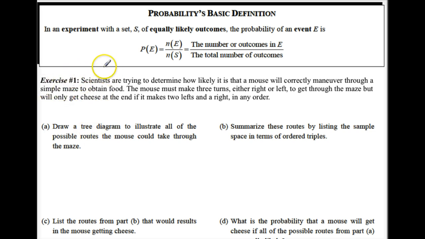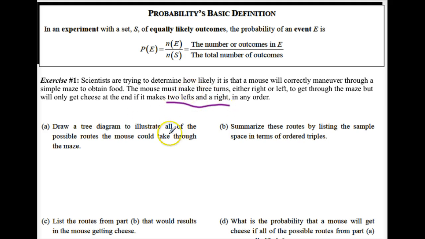Exercise 1. Scientists are trying to determine how likely it is that a mouse will correctly maneuver through a simple maze to obtain food. The mouse can make 3 turns, either right or left, to get through the maze, but only gets cheese if it's 2 left and a right in any order. I underlined the basic information. They can make 3 turns. So the first turn is either going to be a left or a right, but again, he only gets food when it's 2 left and a right.